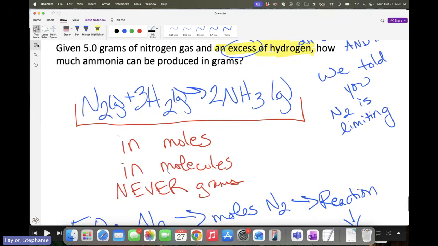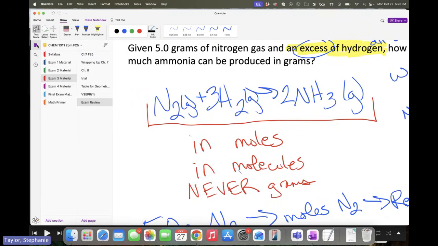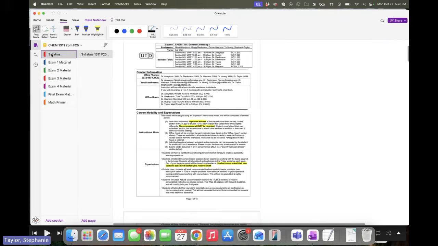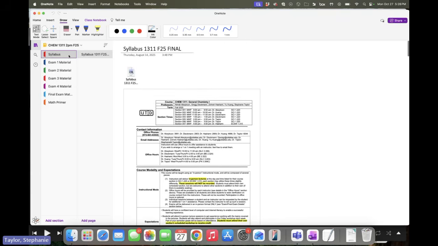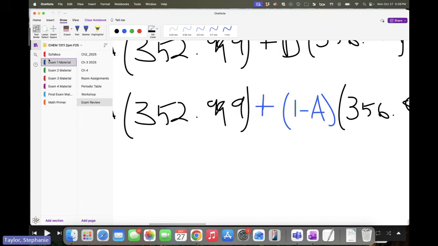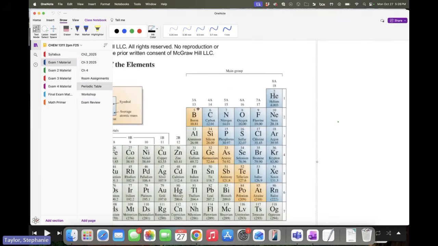If I'm going to go from grams to moles, I'm going to need a periodic table. I really would have thought I would have figured this out by now. Hey, there's a periodic table. Yay!